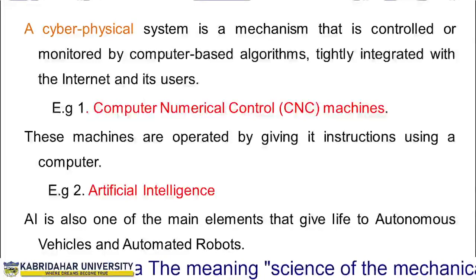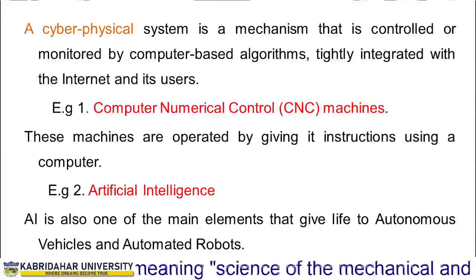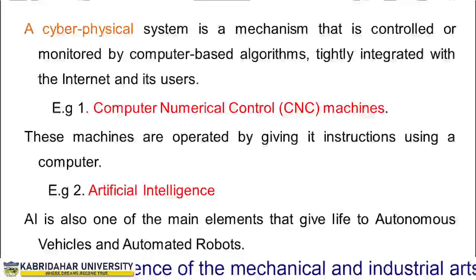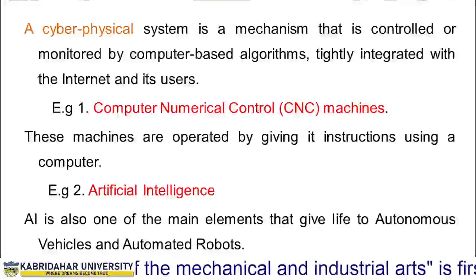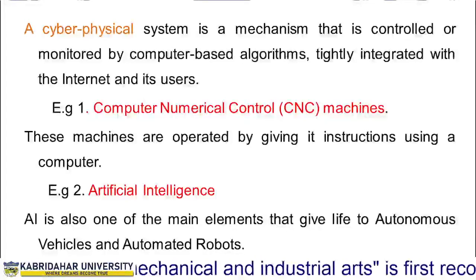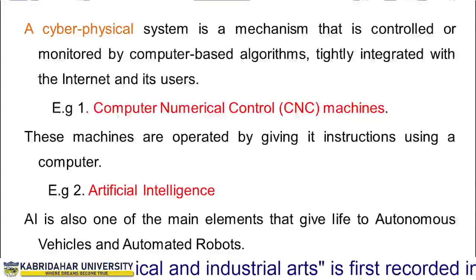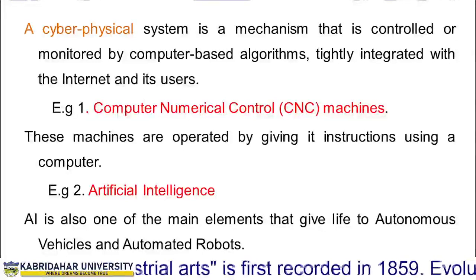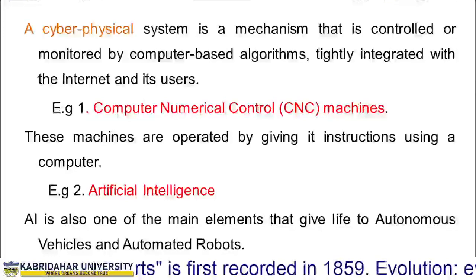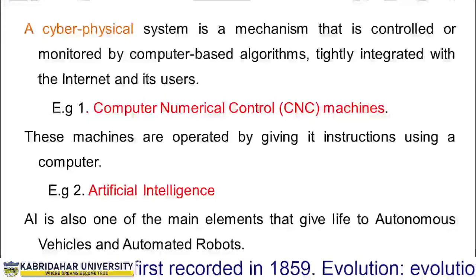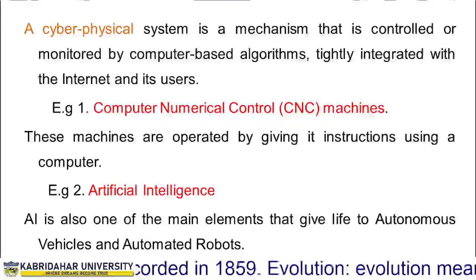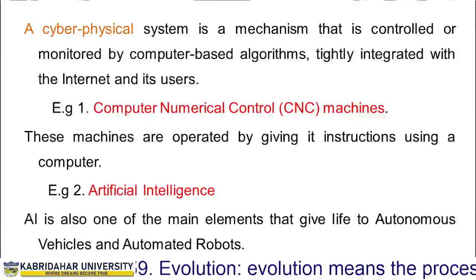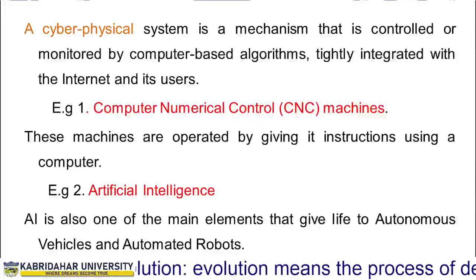When we say artificial intelligence, we mean that artificial stands for man-made, and intelligence means thinking power, or the ability to learn and solve problems. So artificial intelligence means man-made thinking power. So artificial intelligence is an example of a cyber physical system. Artificial intelligence is also known as AI. AI is also one of the main elements that give life to autonomous vehicles and automated robots.